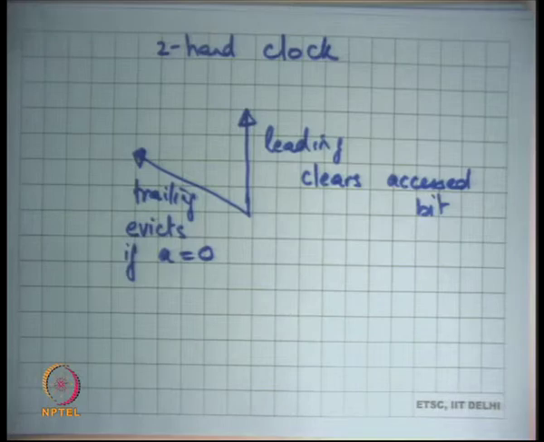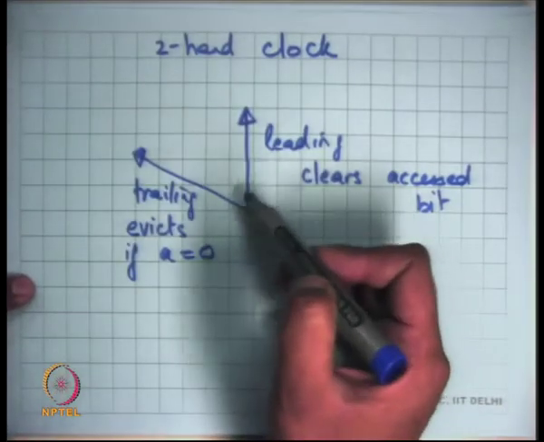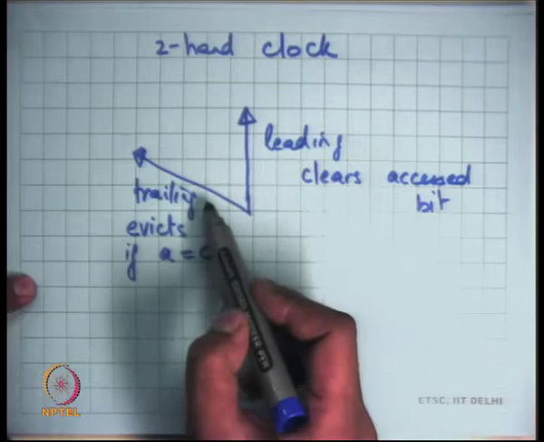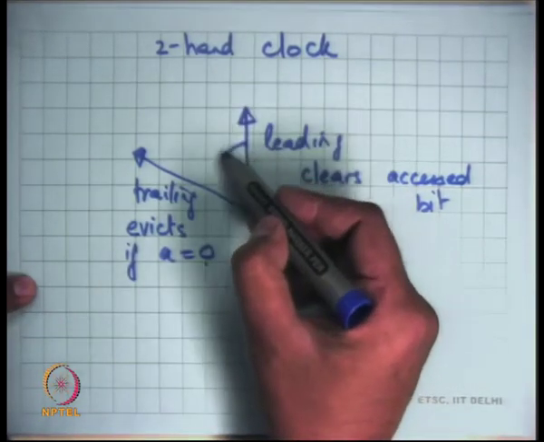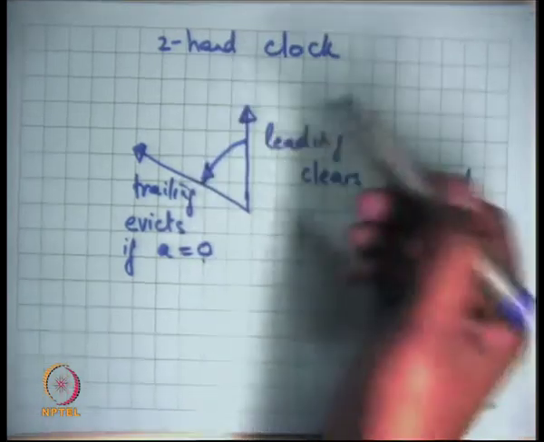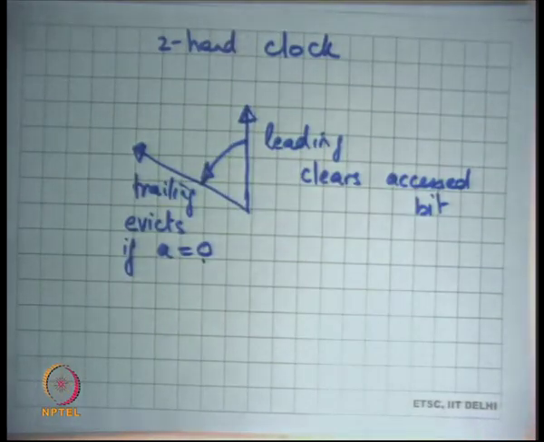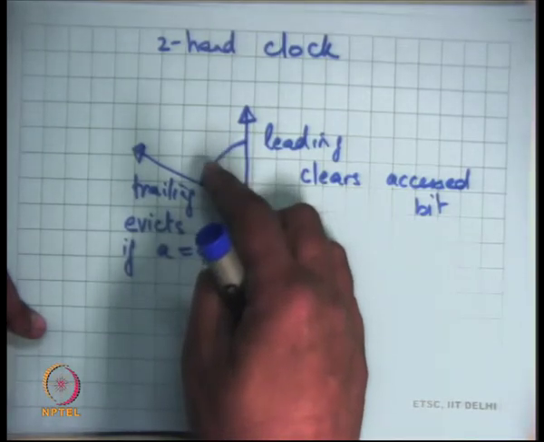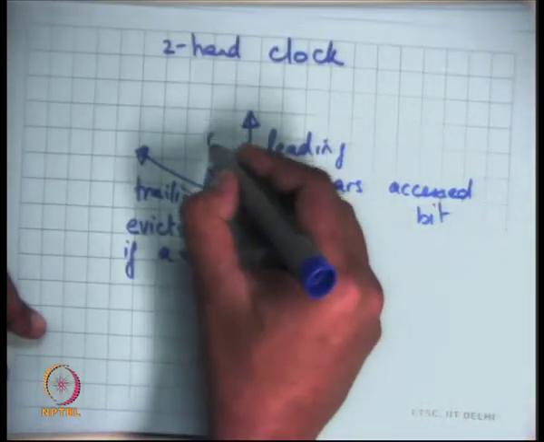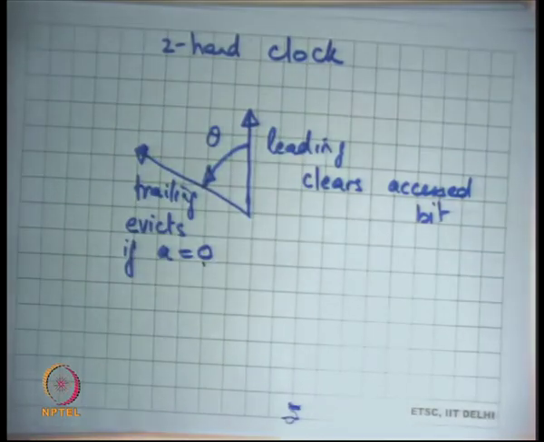So, what have you done here? You have basically said that the leading edge clears the access bit and the trailing edge evicts if the access bit is equal to 0. So, the page will get evicted if it does not get accessed in this interval. In the one-hand clock, the page would get evicted if it was not accessed in one revolution. Here the page gets evicted if it is not accessed in this interval, and this angle is fixed, let us say this angle is theta. Whenever the leading edge moves, the trailing edge moves along with it, and so a page gets replaced if it was not accessed within this theta interval.